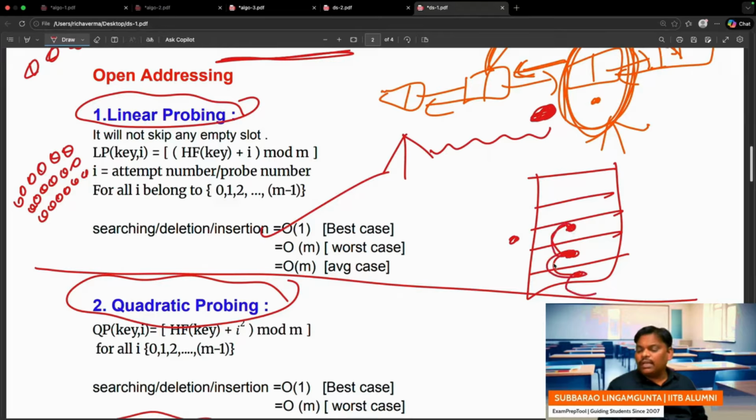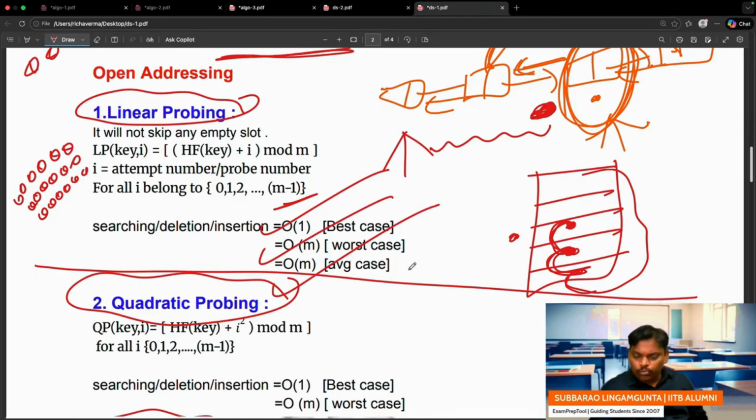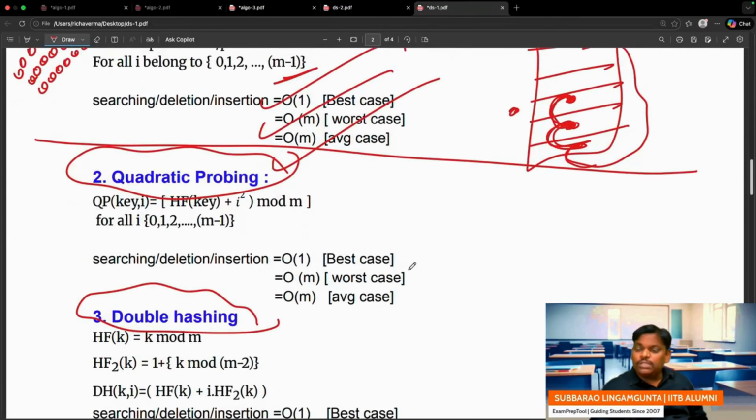Let us assume the table size is m, so for all i belonging to 0, 1, 2, 3, up to m minus 1, m slots are there. Worst case, you have to try all the m slots. So worst case is m, average case is m.